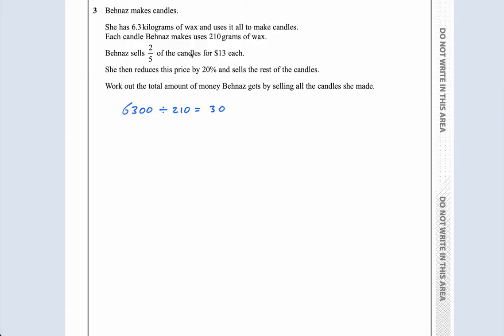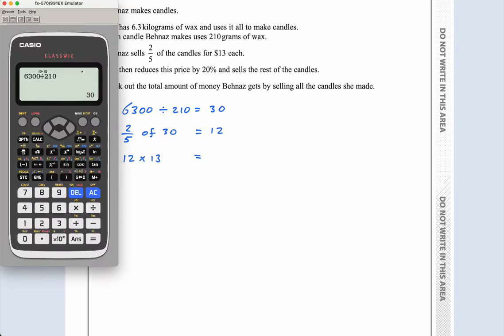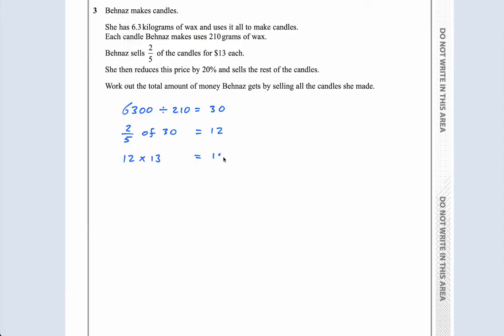She sells 2/5 of the candles for $13 each, right? So I'm going to get 2/5 of 30. 2/5 times 30, or divide by 5 is 6, multiplied by 2 is 12. Either way, guys, you should be able to get 2/5 of 30. So she's going to sell 12 candles at $13 each. So I'm going to do 12 times 13, and 12 times 13 is 156. Okay, so she has made so far $156.